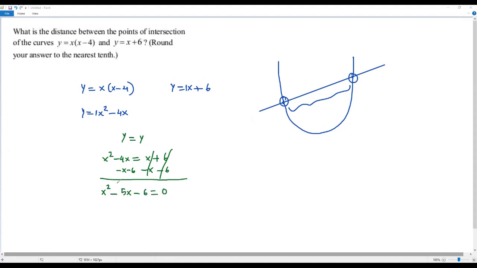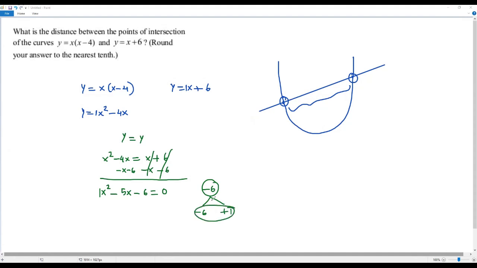Now we can try to solve for x in this quadratic equation by factoring. To solve this quadratic equation by factoring, we have to multiply the constant of negative 6 by the coefficient of x squared, that is 1. When I multiply negative 6 by 1, I am getting negative 6. Now, I have to get two factors such that the product of the two factors is equal to negative 6 and the sum of the two factors is equal to the coefficient of x, that is negative 5. I think negative 6 and positive 1 will work.